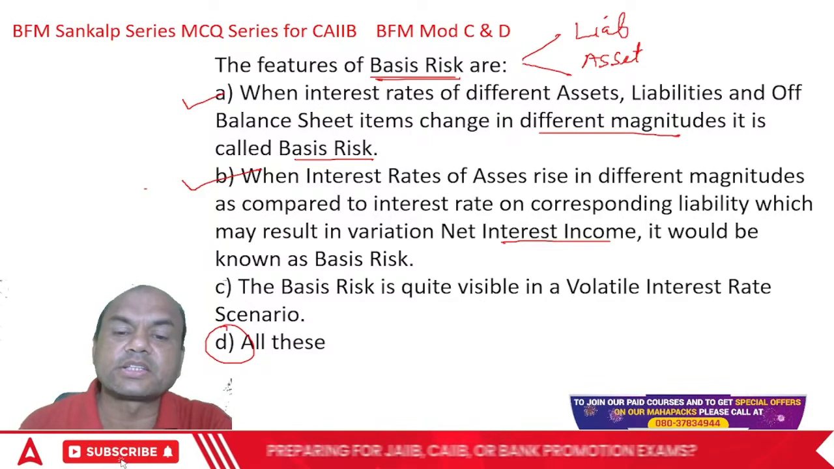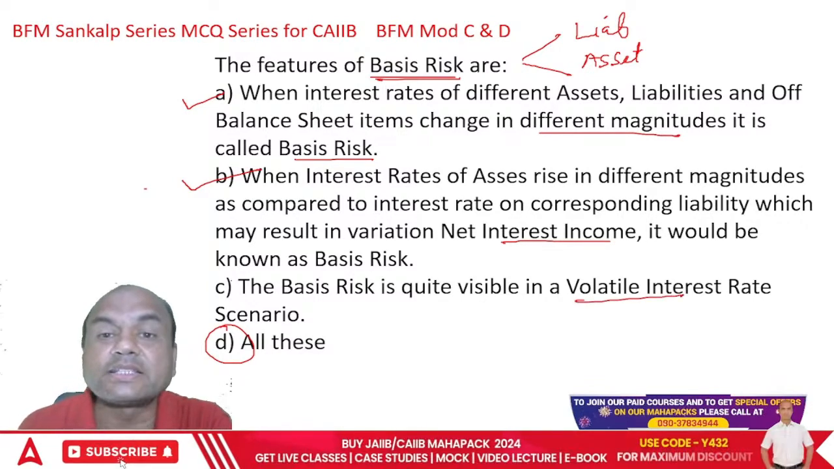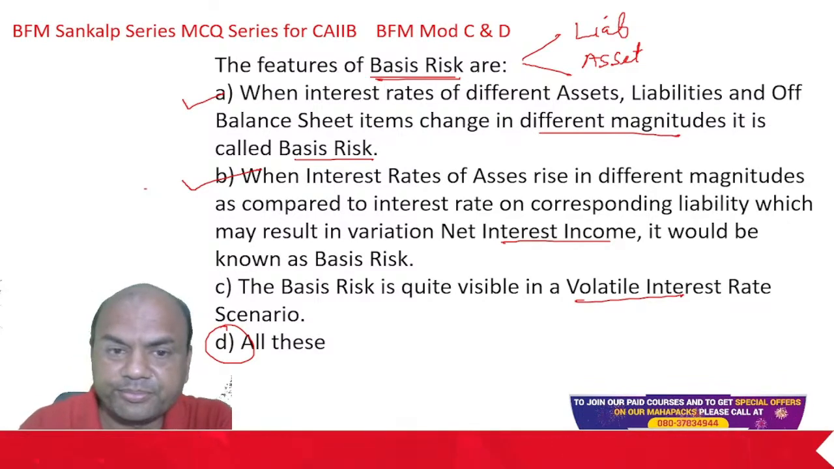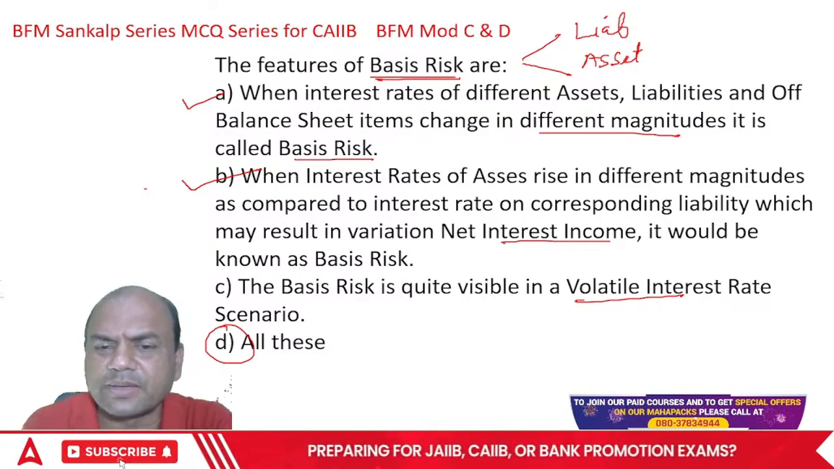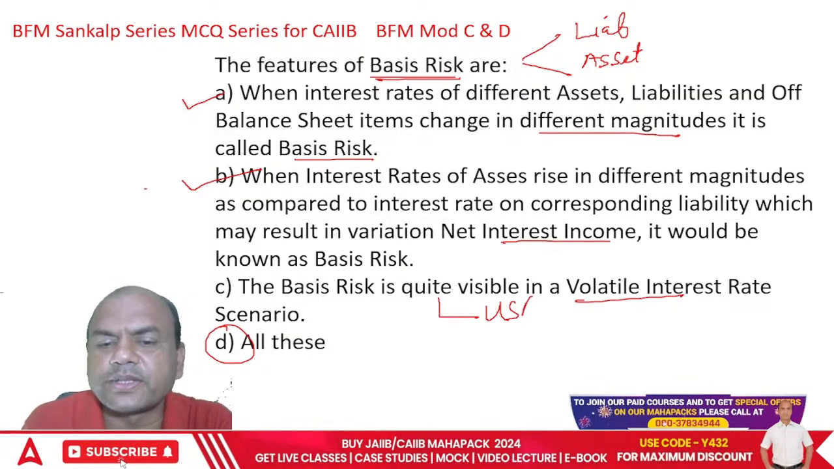So the basis risk is quite visible in volatile interest rate scenario. Obviously, volatile means high changing interest rates, very high changing. Right now in US, the same thing is happening. If you check USA, they are facing the same crisis now, volatile interest rates.